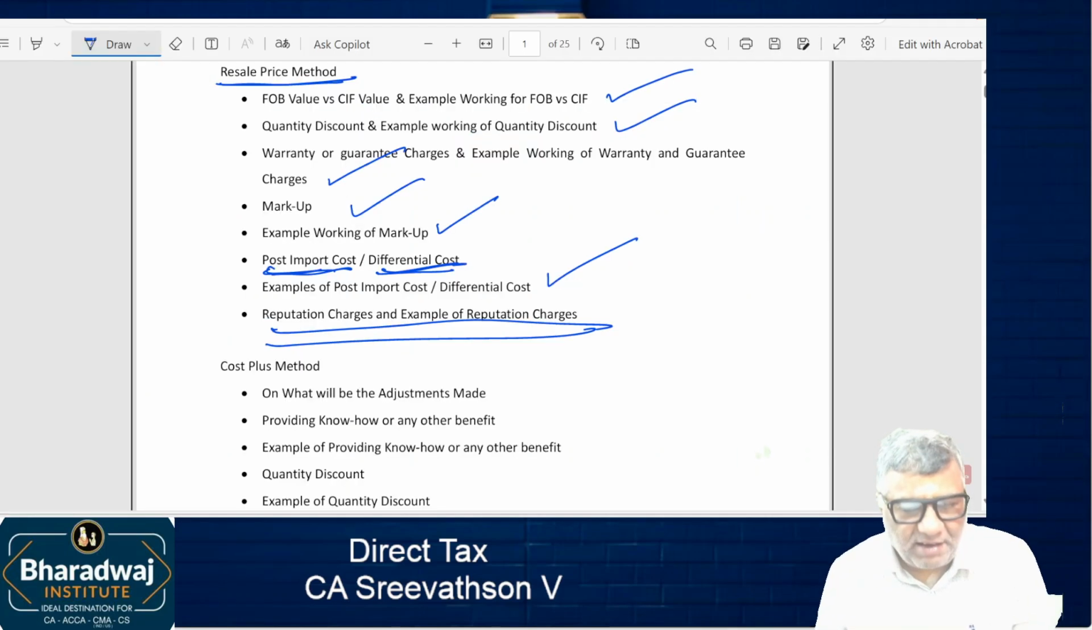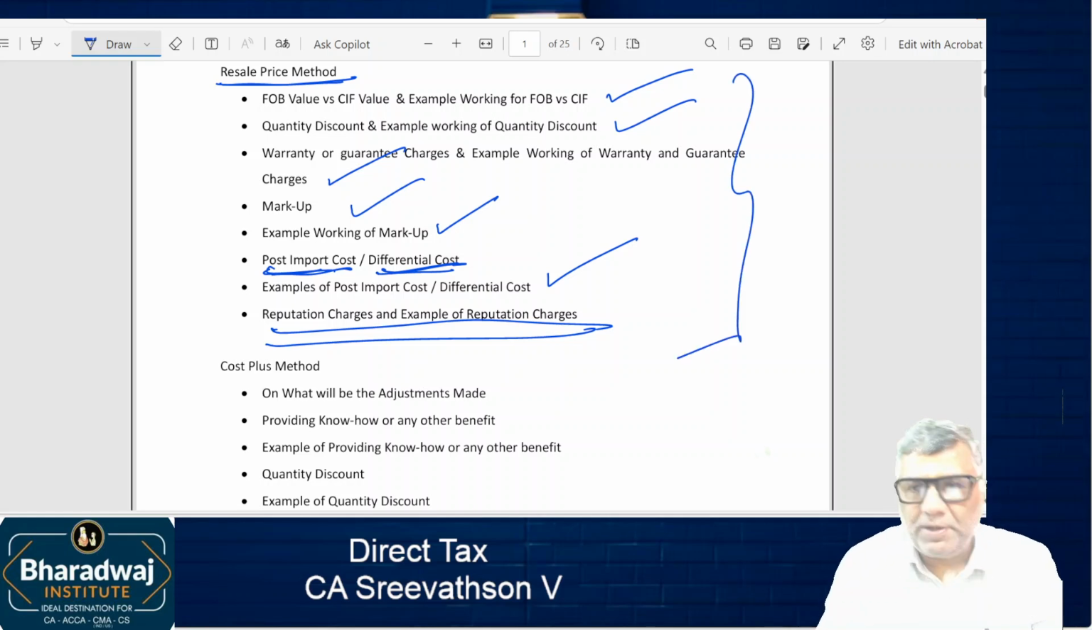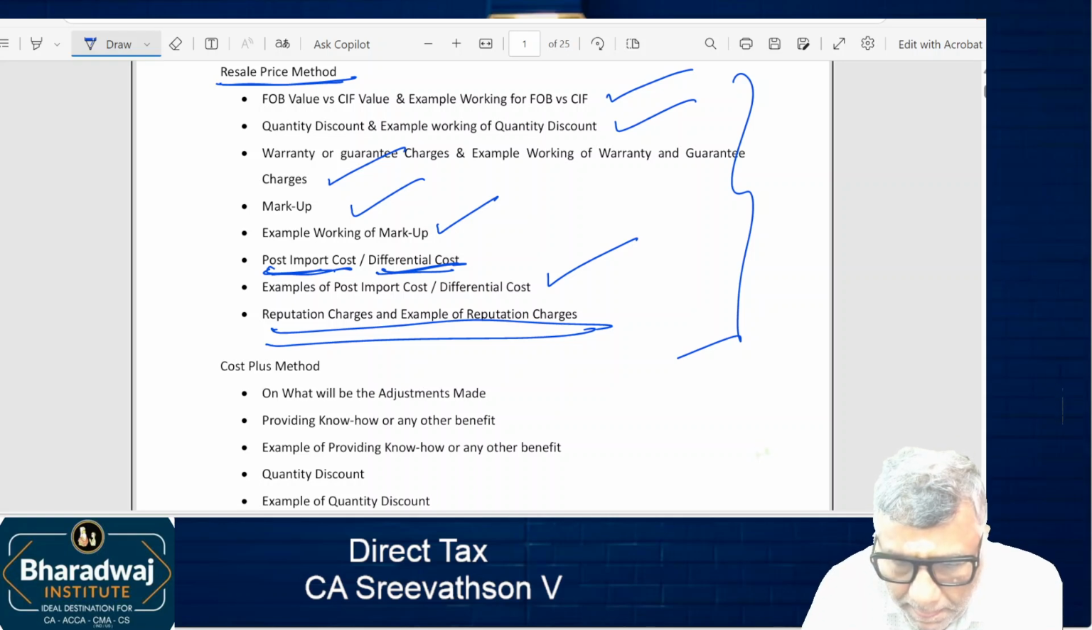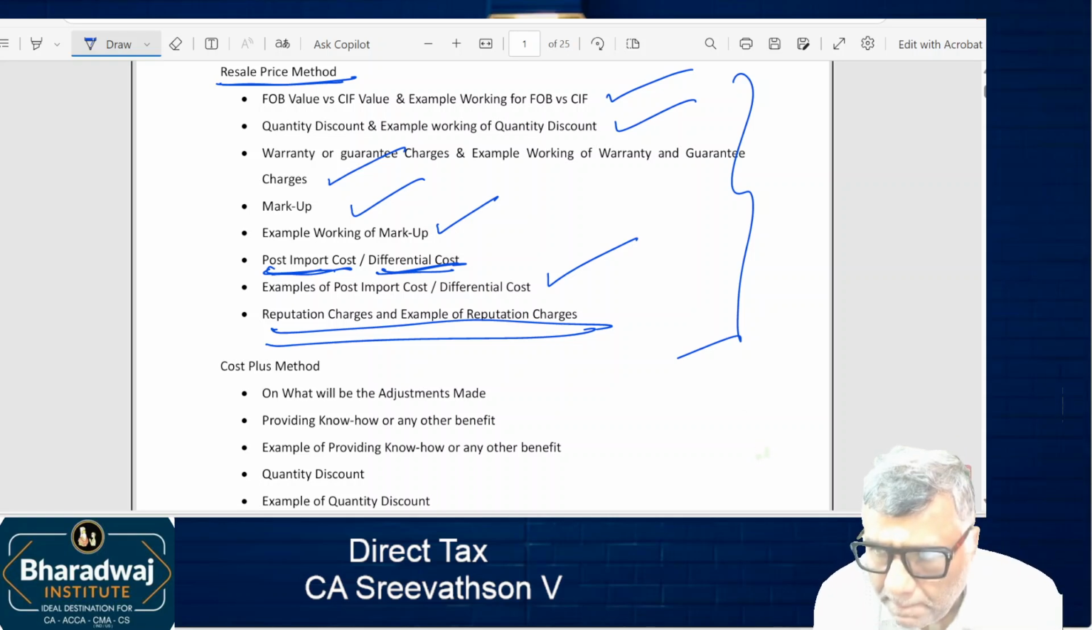Okay, is the resale price method clear to you, my dear friends? Once more I can see. Yes, friends. Sir, for an independent entity, post import cost is 1,000. And for associated entity, the post import cost is 300, which means the 700 need to be reduced.